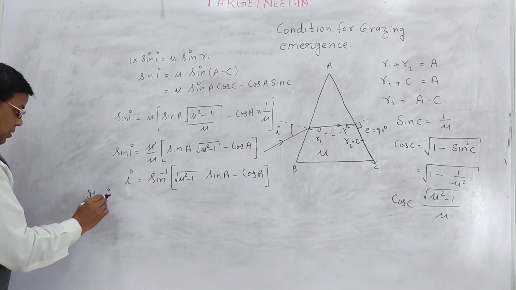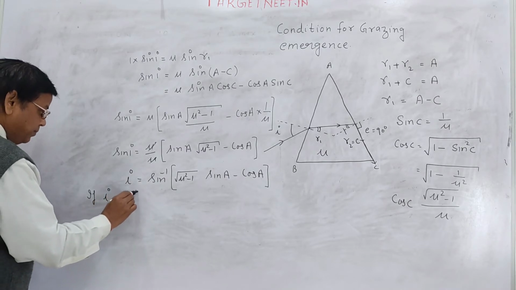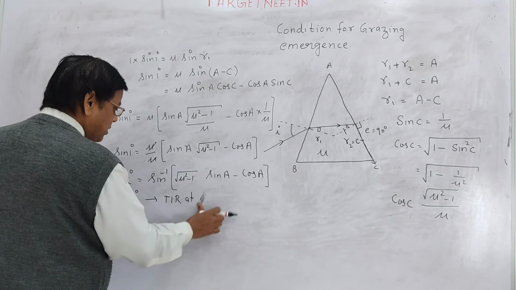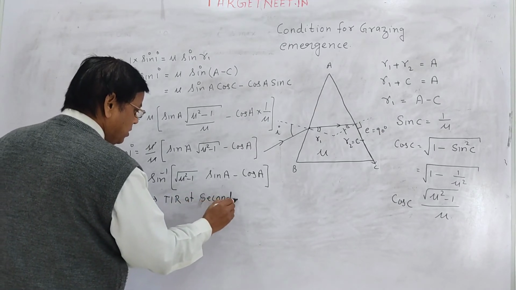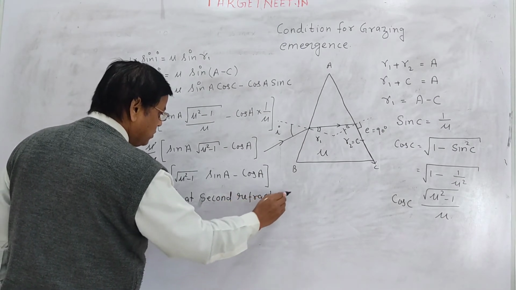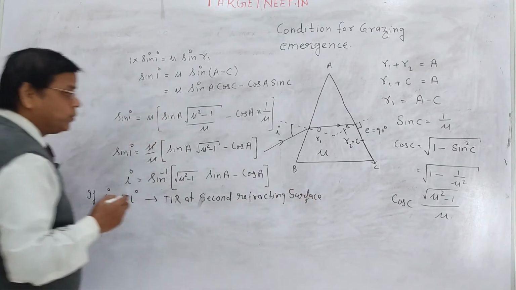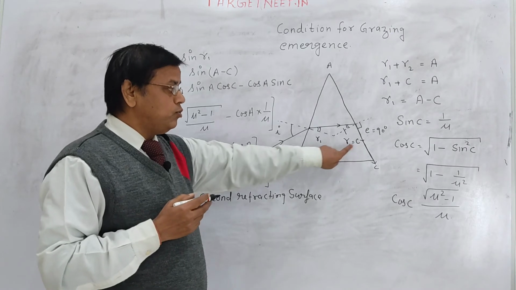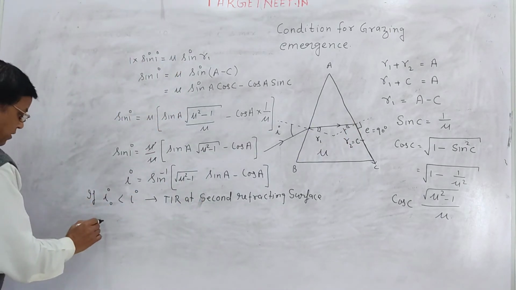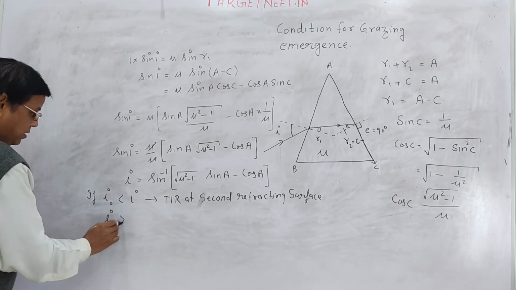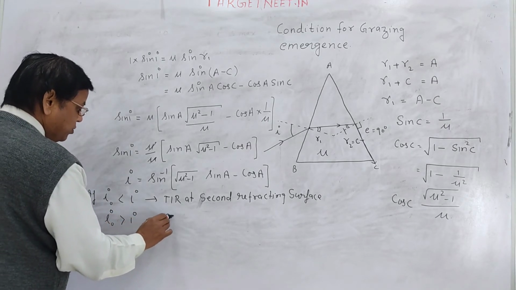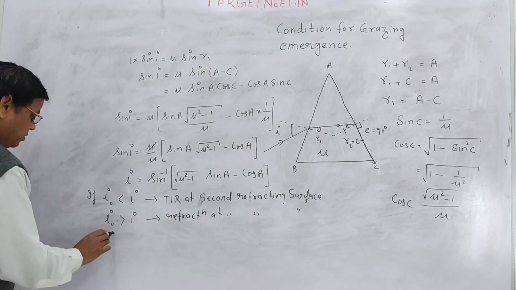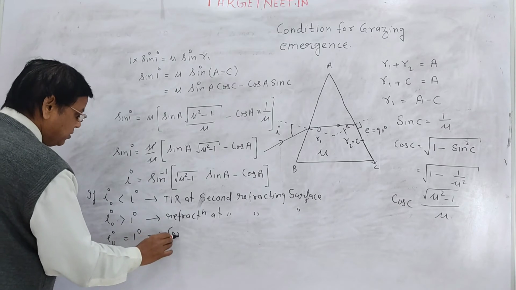If angle of incidence I is lesser than I0, then there is TIR at second refracting surface. Can you tell me why? Because if angle of incidence you decrease, R1 will decrease, so R2 will increase, means R2 will be more than C, and if R2 is more than C, there will be total internal reflection. If angle of incidence is greater than this, then there is a refraction at second refracting surface, and if angle of incidence is equal to I0, then grazing emergence.